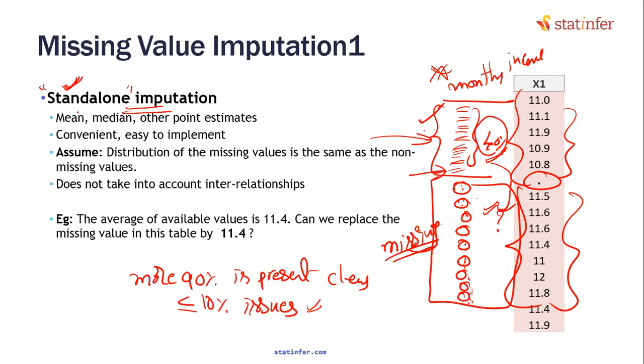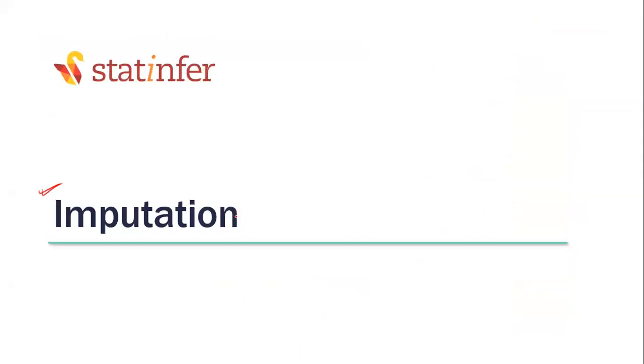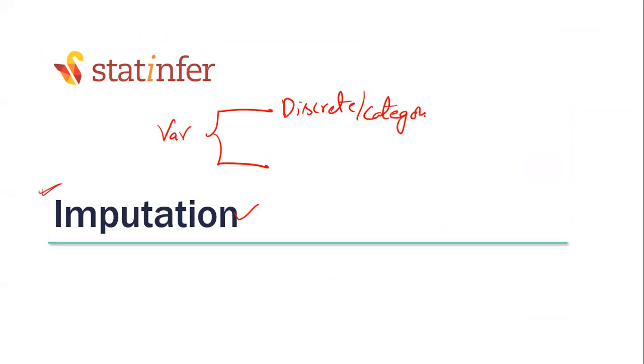So we are not going to use the same technique for every variable. Depending on the type of the variable and the percentage of missing, we have to follow a different technique. So we are going to divide this imputation into two parts. Let's say this is a variable. First we will see what is the type of variable. Is it discrete or categorical, or is it continuous? If it is discrete or categorical, or if it is continuous, we will follow different steps.